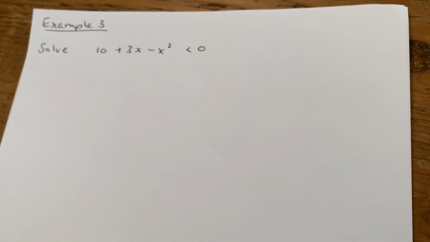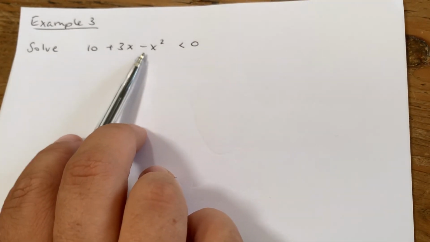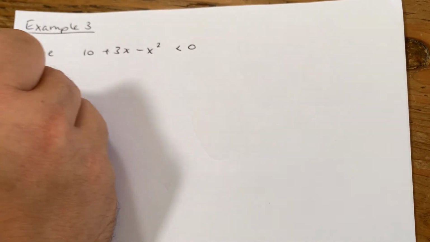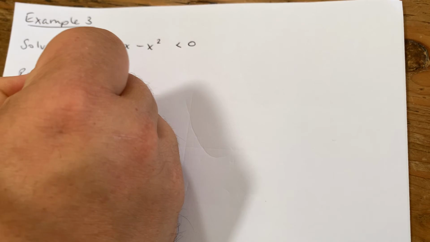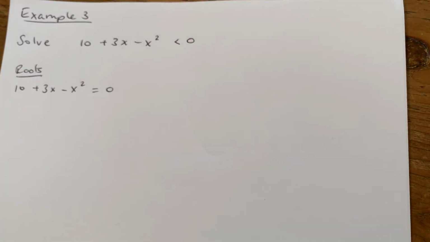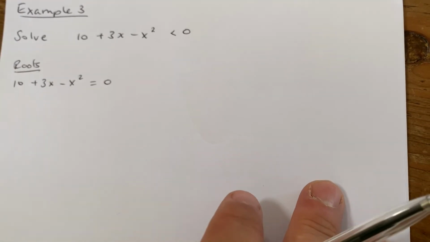So next example, we've got this one. So difference obviously with this one is it's a negative x squared. Now we're going to do the same process. You find your roots. So I'm going to do 10 plus 3x minus x squared equals 0. Now how you choose to go and solve this is entirely up to you. And how you choose to go and factorize it.